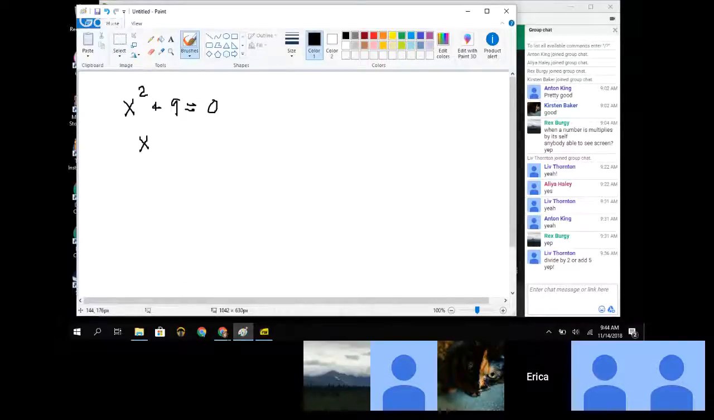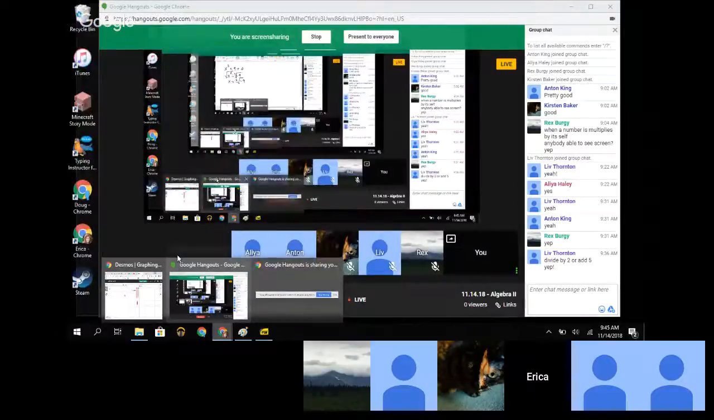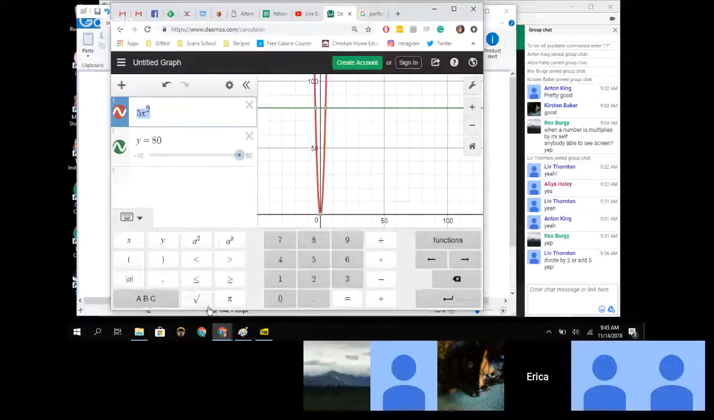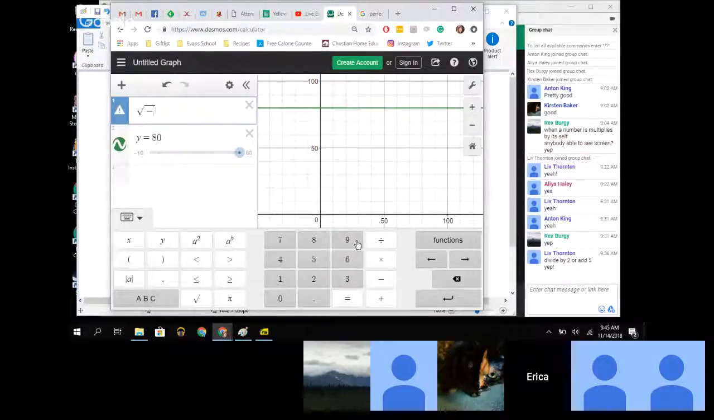So I would rewrite this as x squared equals negative 9. And I would take the square root of both sides of my equation, right? And I get x equals plus or minus square root of negative 9. Okay, you're like, ooh, cool, that seems like it would work. You might know this already, but if you don't, you'd check in your calculator: what's the square root of negative 9? Oh no, my calculator says undefined.